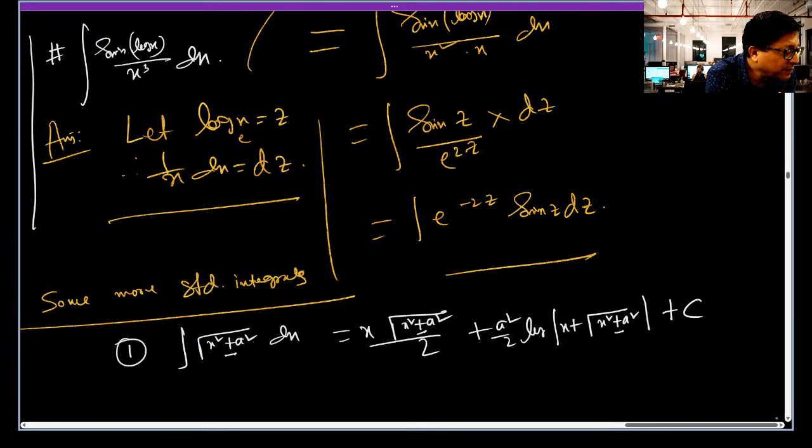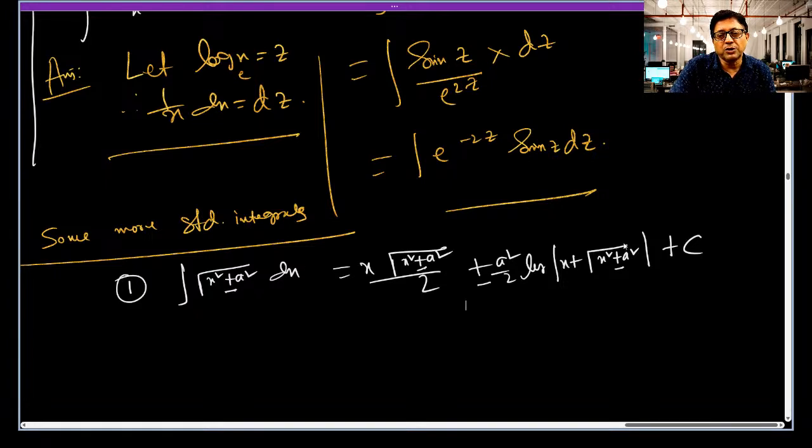Done? I can give you the formula for root over a square minus x square also. Just wait. Given x square plus a square, for x square minus, oh my god, this will be minus. All a square will be changed to minus a square, nothing else. So you got two formulas over there. What is the second one?